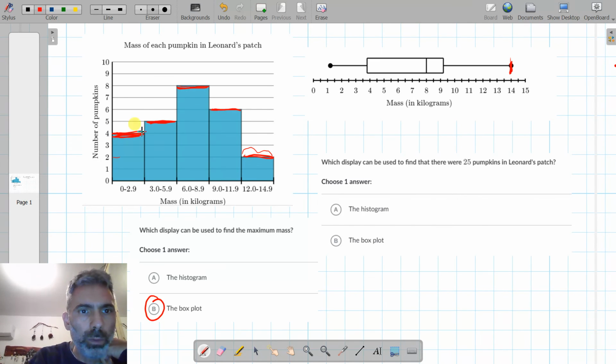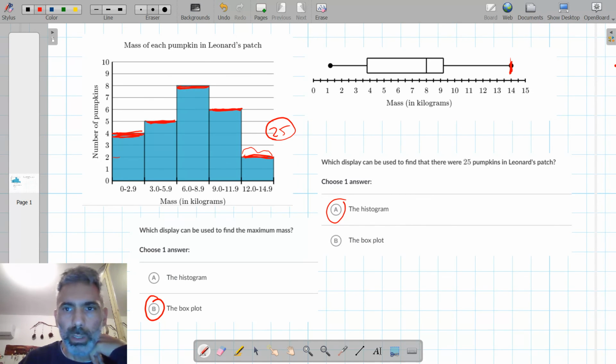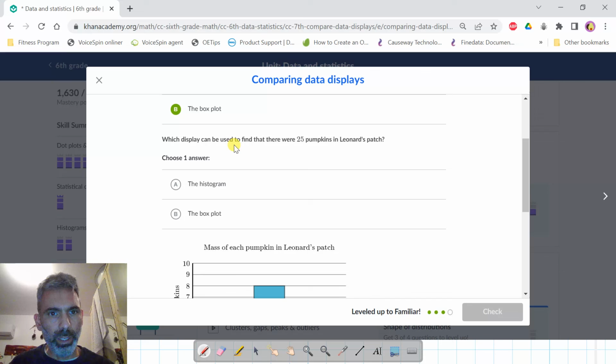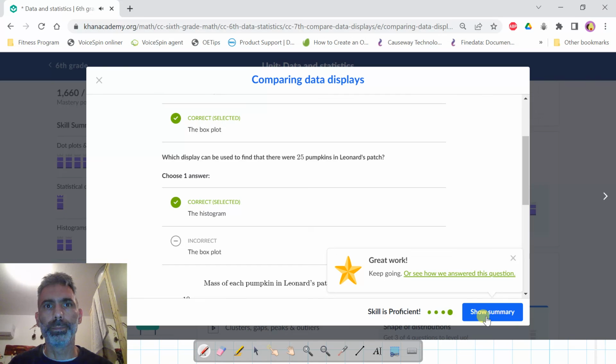So we have a total of 4 plus 5 is 9, 9 plus 8 is 17, 17 plus 6 is 23, 23 plus 2. So we have a total of 25 pumpkins that are represented in this histogram, but in the box plot we cannot tell how many data points we have represented, so the histogram is the more useful for this question. Which display can be used to find that there were 25 pumpkins? The histogram. Good.